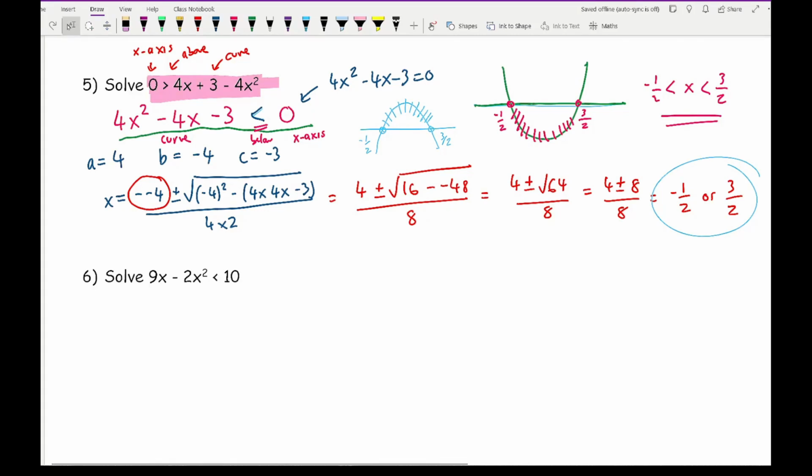Now looking at question 6, it says solve 9x minus 2x squared is less than 10. So here not only have I not got a 0, I've also got a negative x squared. So let's rearrange this formula to get our x squared positive, but also get it with a 0. So for this, I'm going to take all of this over to the other side. So here what I end up with is 0, and then I've got 10 minus 9x plus 2x squared. And if I neaten that up, I've got 0, 2x squared minus 9x and positive 10.